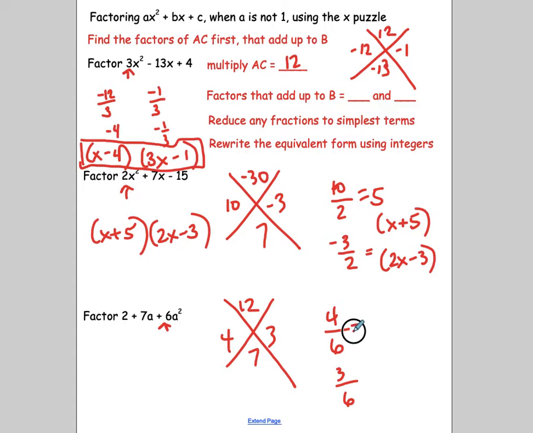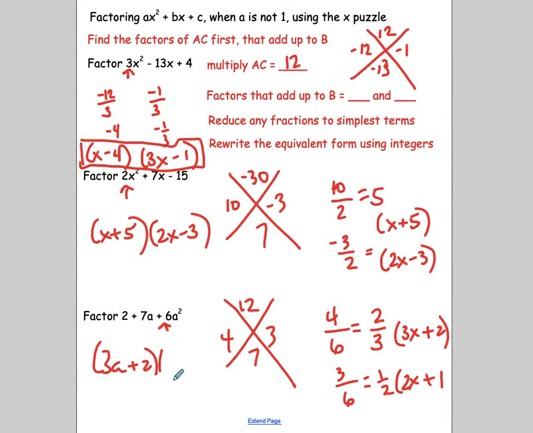Okay, so now I have to reduce both. They are reducible. So 4 over 6 becomes 2 over 3, and that can't be reduced anymore. But when you rewrite it as a factor, it is 3x plus 2. And then 3 over 6 is 1/2, and that is 2x plus 1. So my factors here, oh, it's replaced by a, not x. So this is 3a plus 2, and then 2a plus 1.